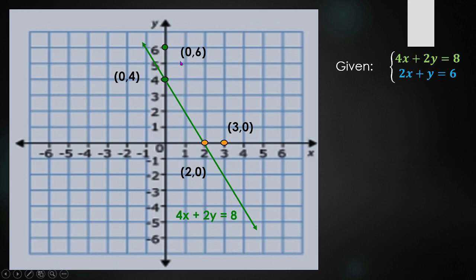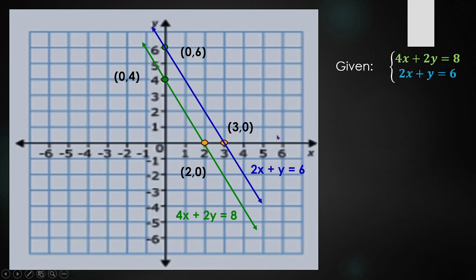Then we draw a line connecting these 2 points. Now this line is the graph of the equation 2x plus y equals 6. So, as we have mentioned earlier, the graph of a system of linear equations in 2 variables are 2 lines. Let us describe these 2 lines on the Cartesian plane.